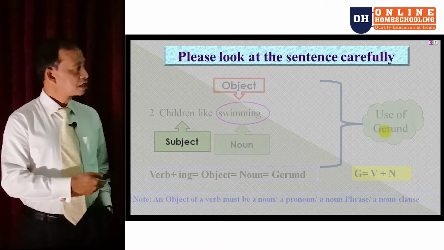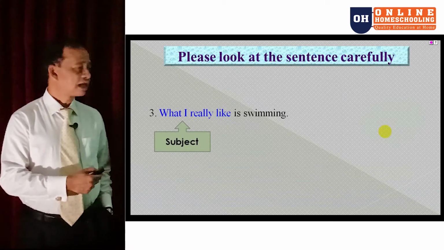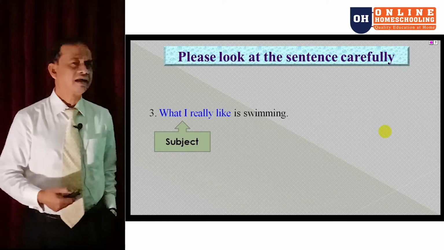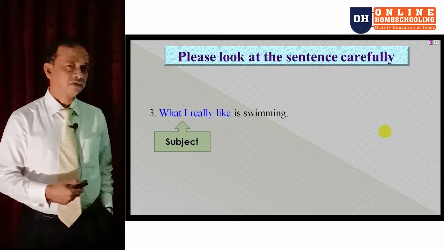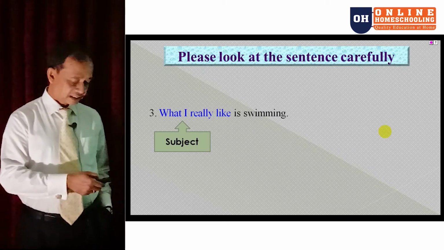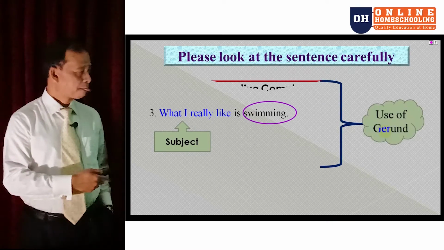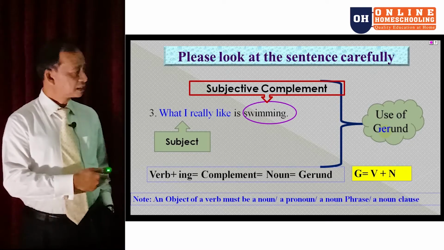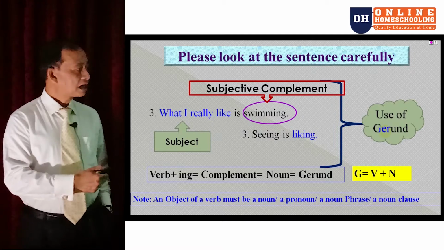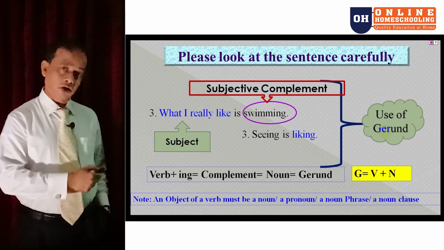Okay, next come to another sentence. What I really like is swimming. One of your friends is telling, actually, what I really like is swimming. So now, dear students, look at this sentence. It's a pretty complex sentence, but I'm sure you understand. Look, what I really like, this is a clause. This is a clause, a noun clause.